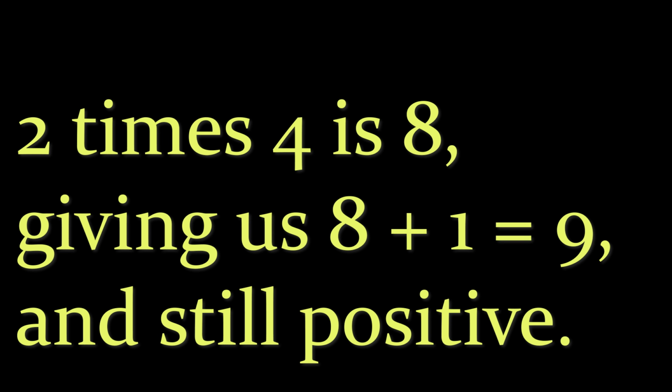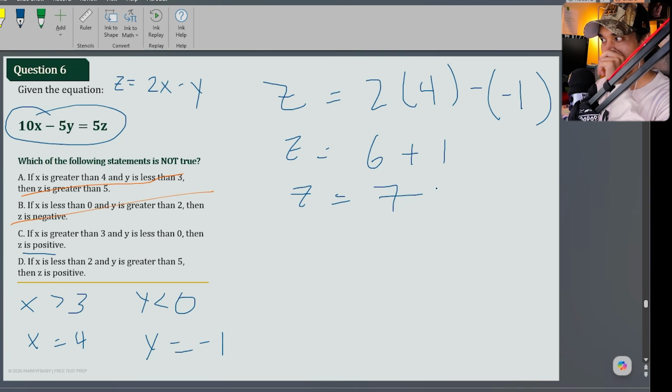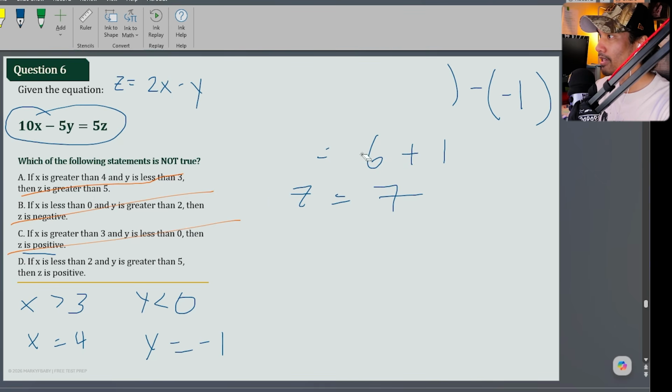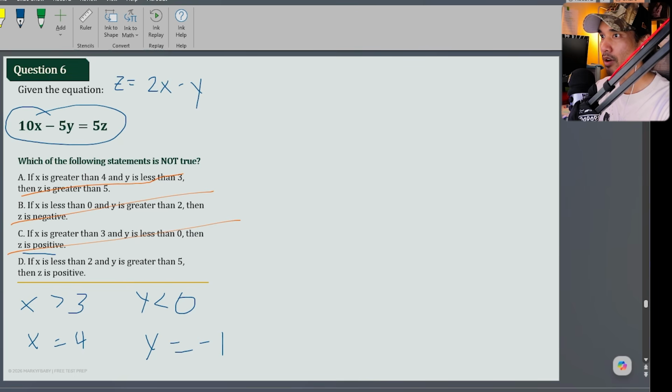Well, Z is positive. Okay, that makes answer choice C incorrect. All right, let's go ahead and do the last one. If I were taking the test and just going through it like this, I wouldn't even test it. I would just choose D and go, because we don't have that much time.